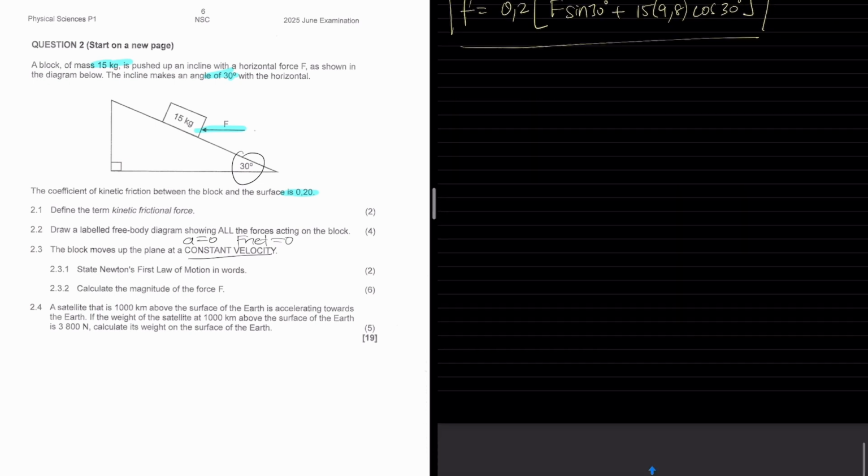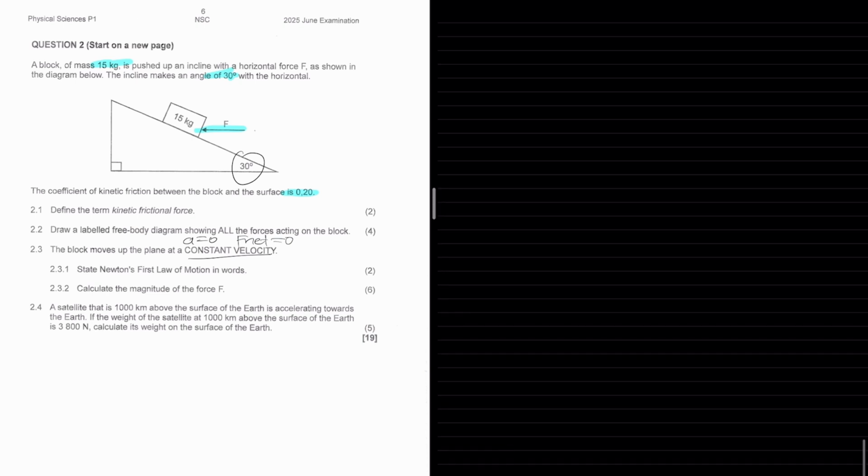Okay, let's take a look at the last question, 2.4. So a satellite that is 1,000 kilometers above the surface of the Earth is accelerating toward the Earth. The weight of the satellite at 1,000 kilometers above the surface of the Earth is 3,800 newtons. Calculate its weight on the surface of the Earth.